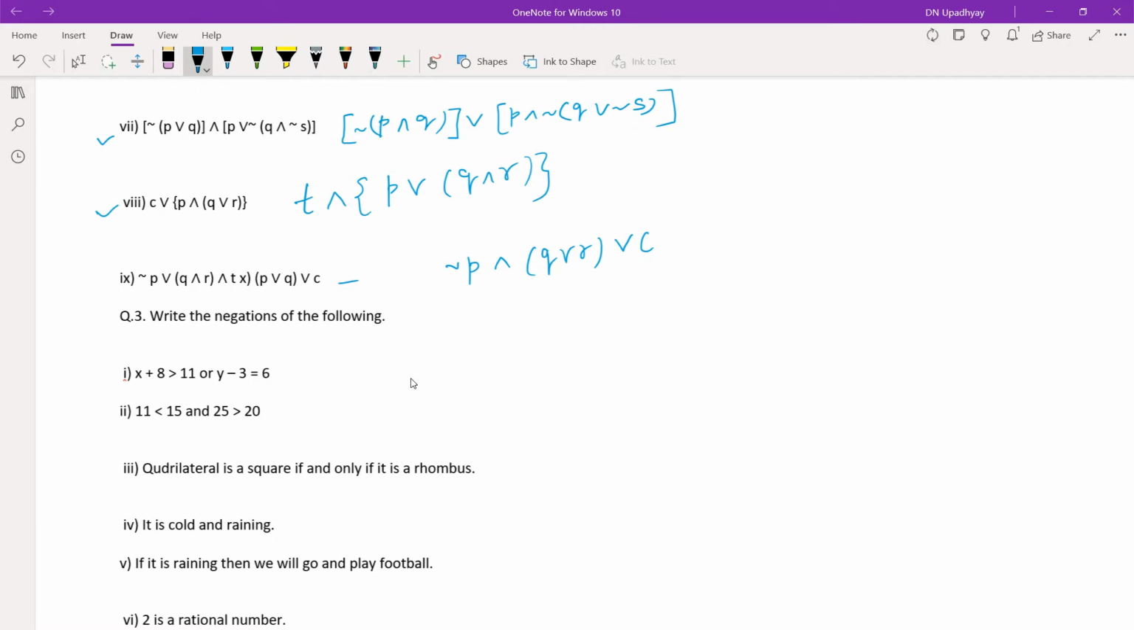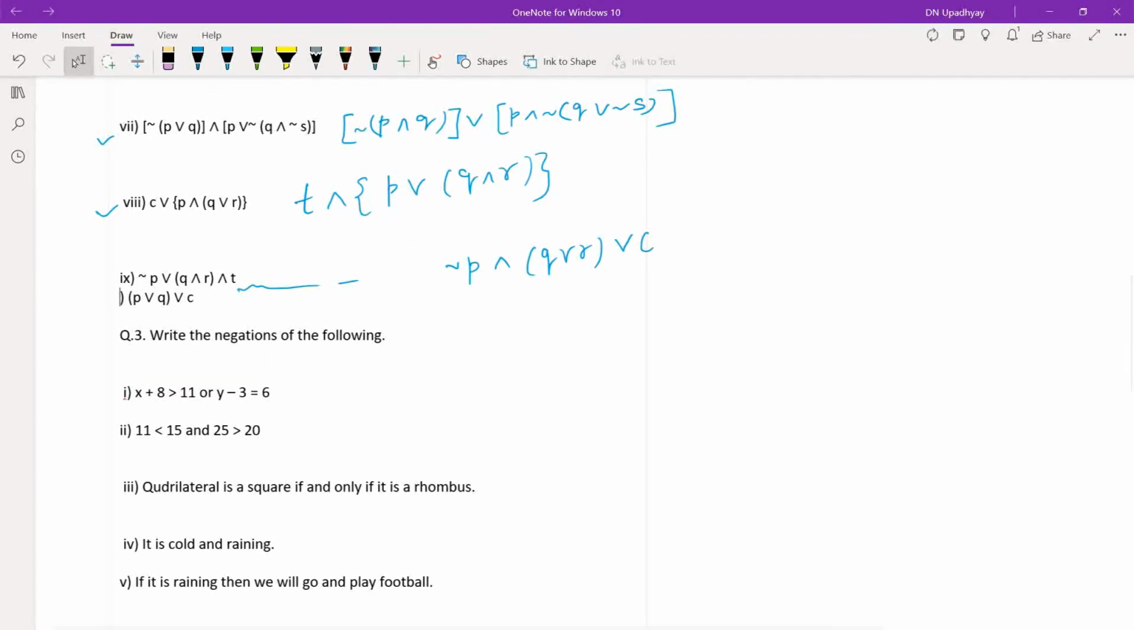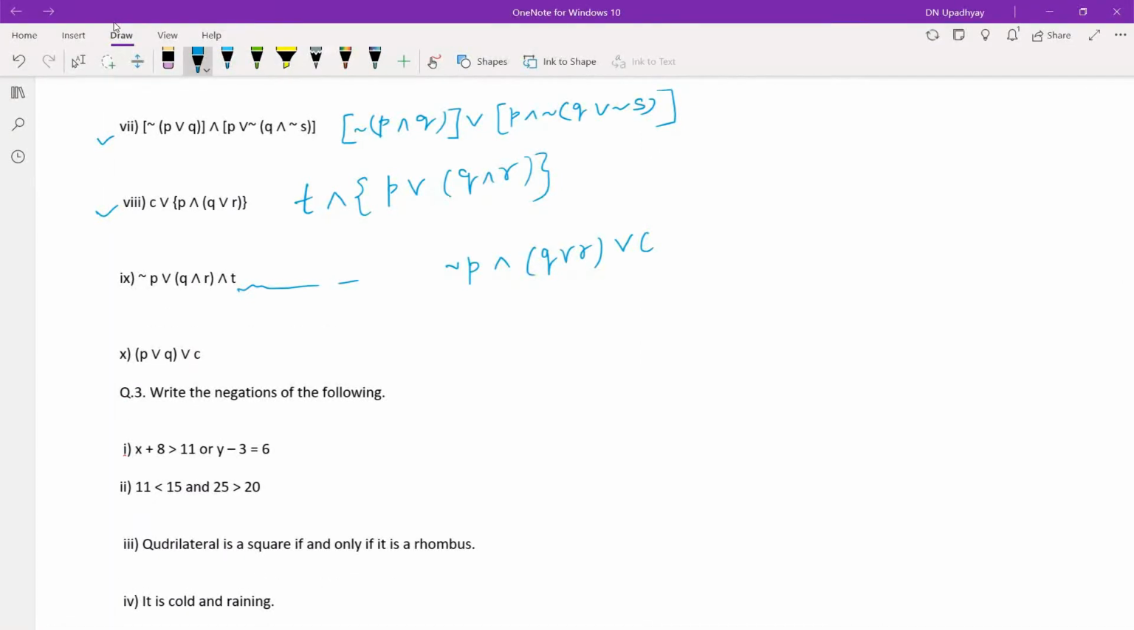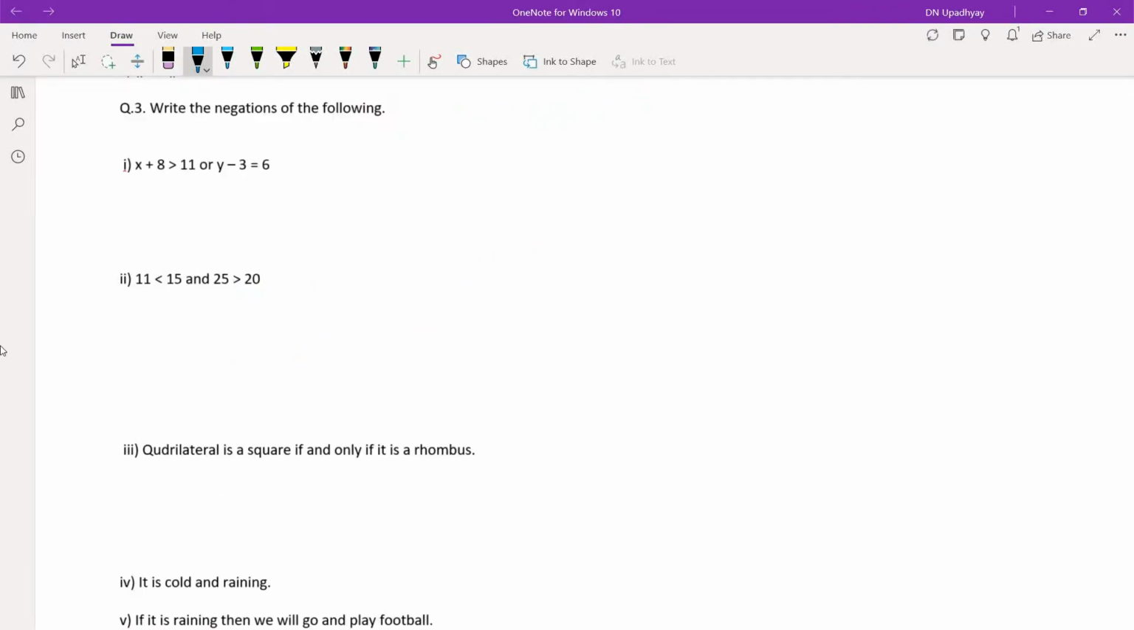So this is, I think, question number 9, and then this is question number 10. Let me separate this. Question number 10, we can write P and Q and T. So question number 2 is very easy. It can be asked for one question in the examination. Now moving to question number 3.